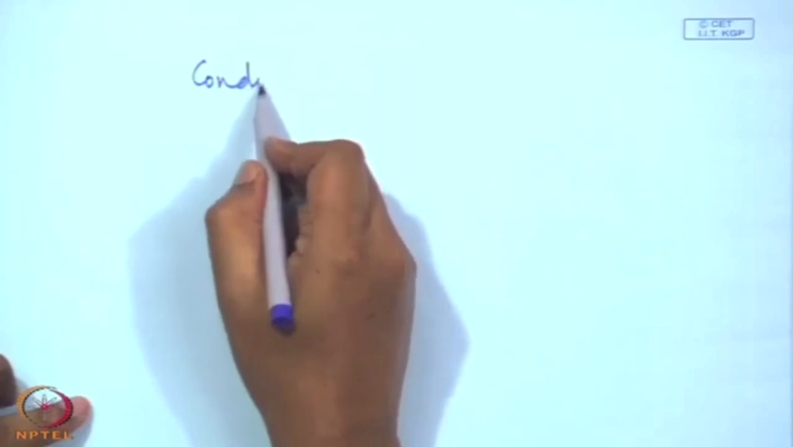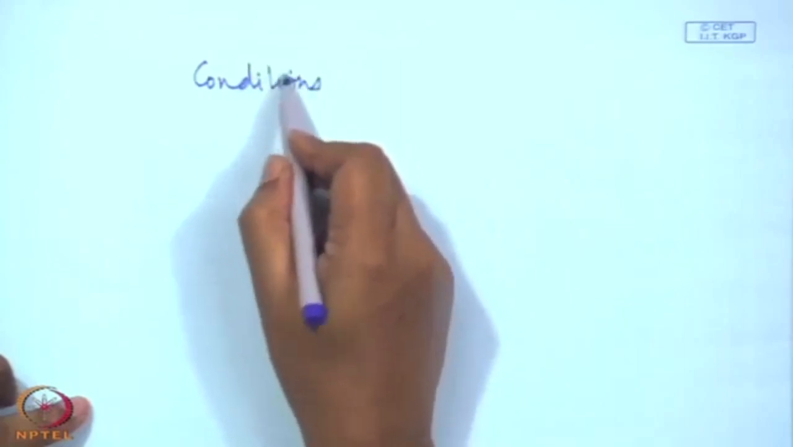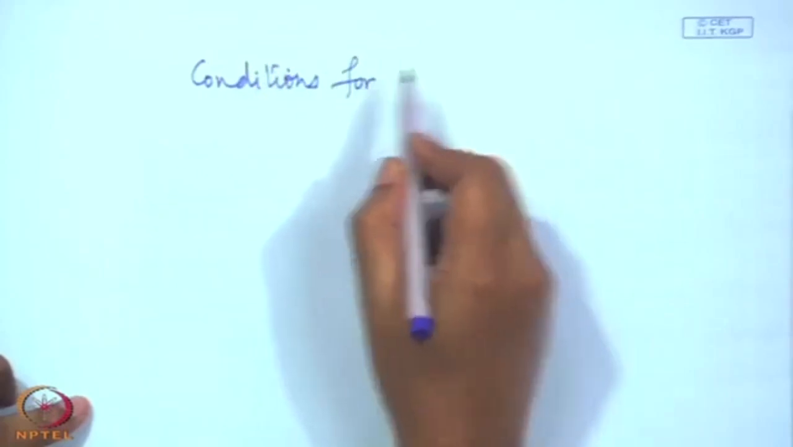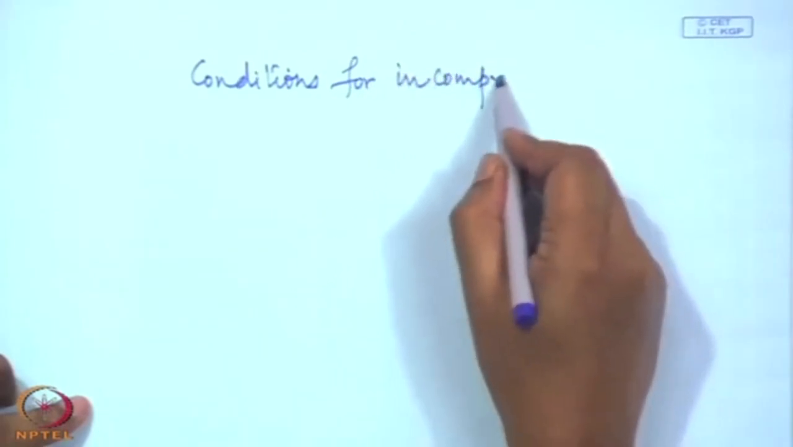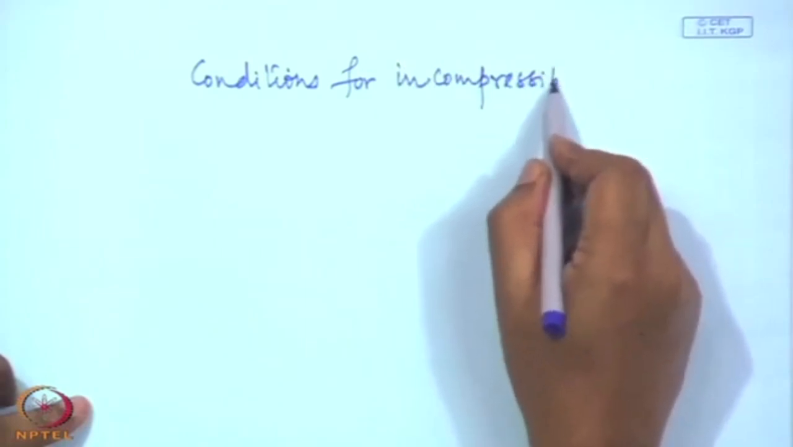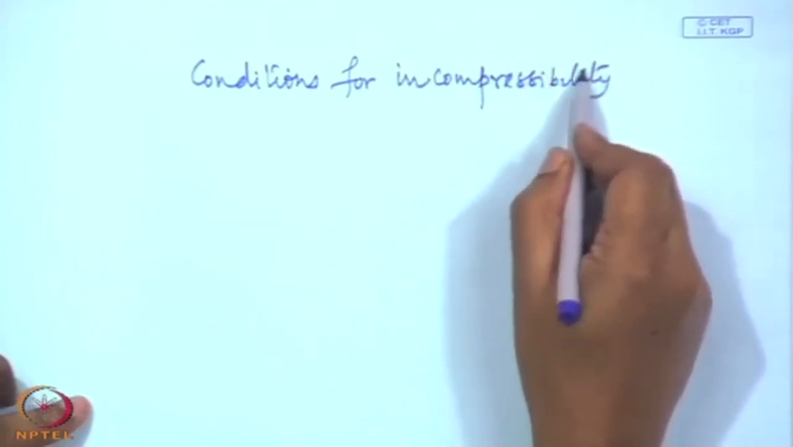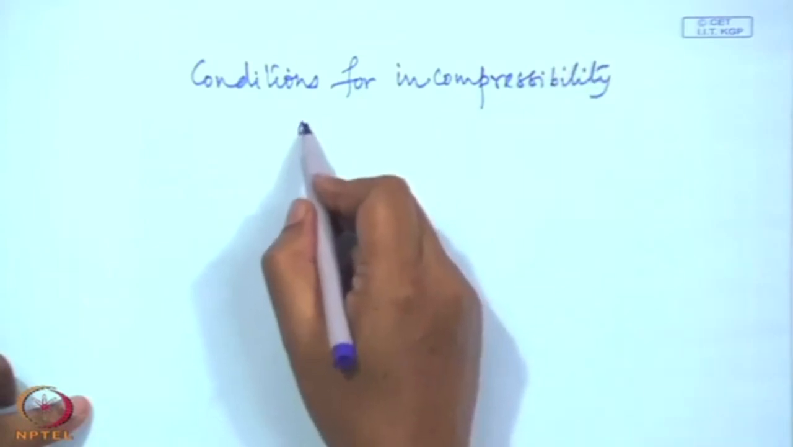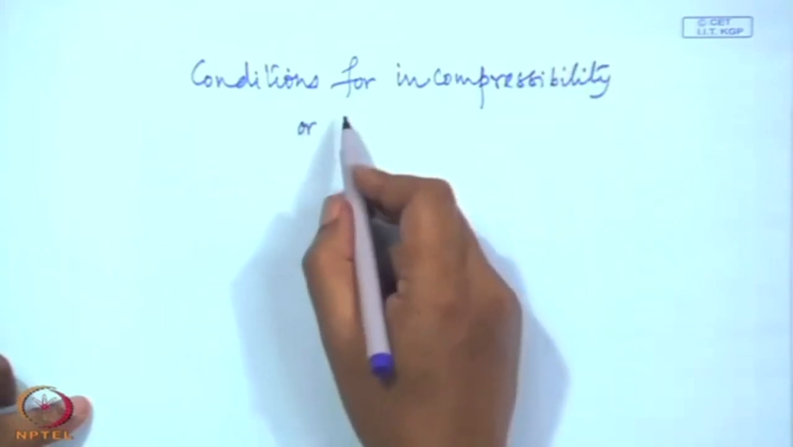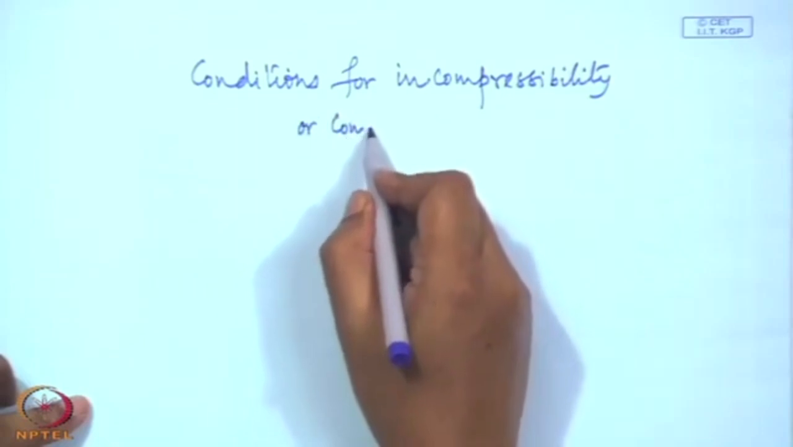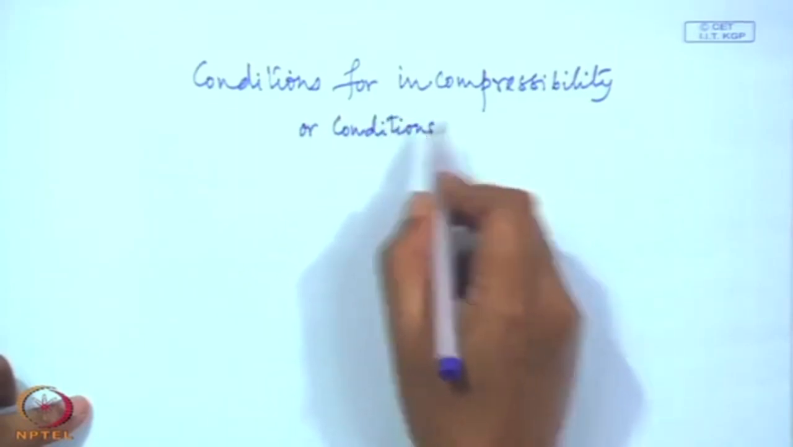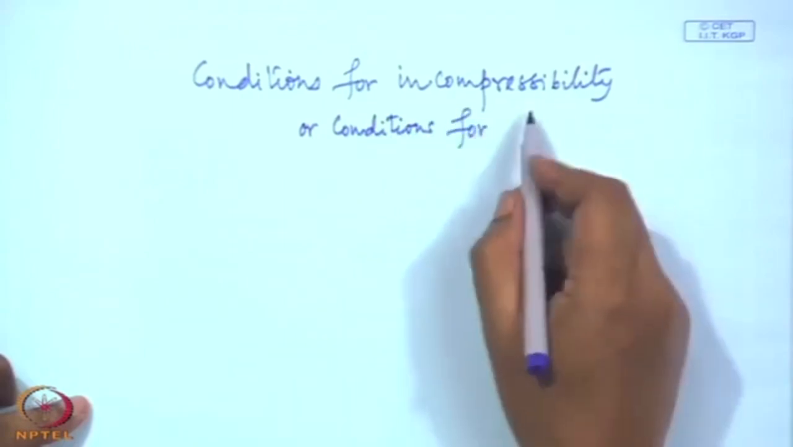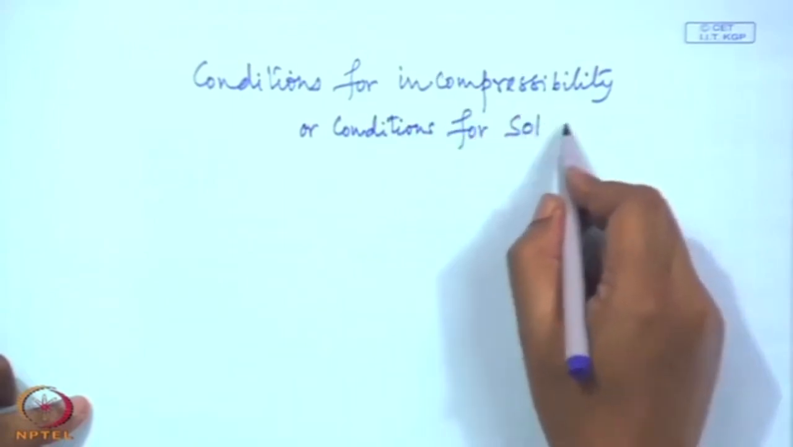So, we will now try to find what are the conditions for incompressibility, or conditions for solenoidal velocity field. We can say solenoidality of velocity field.